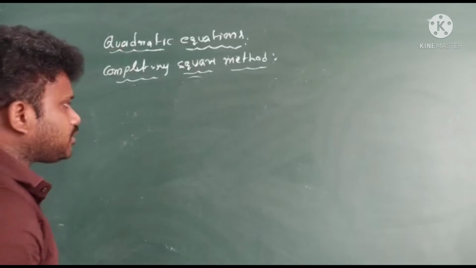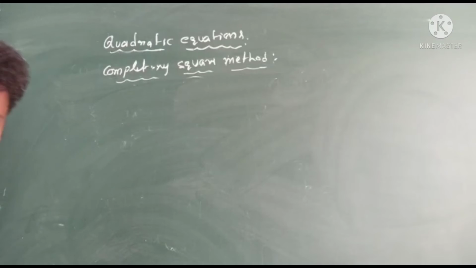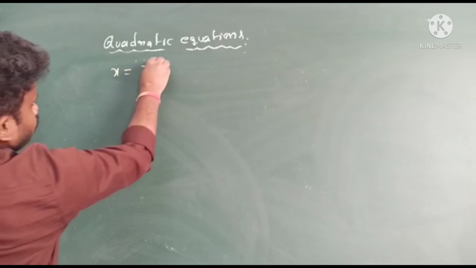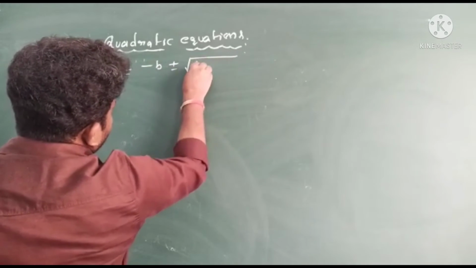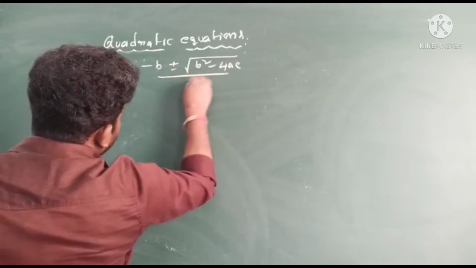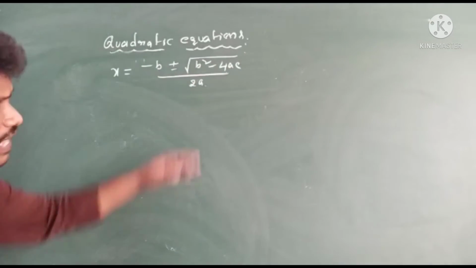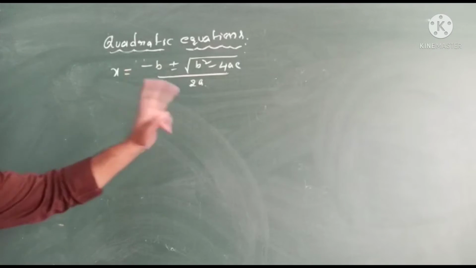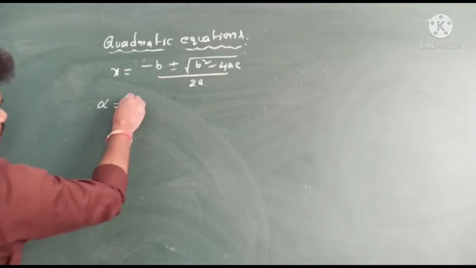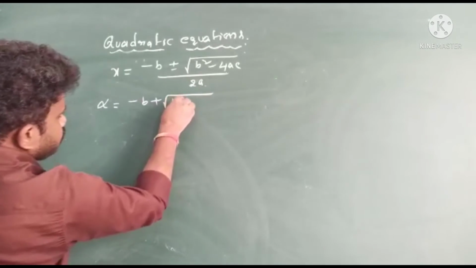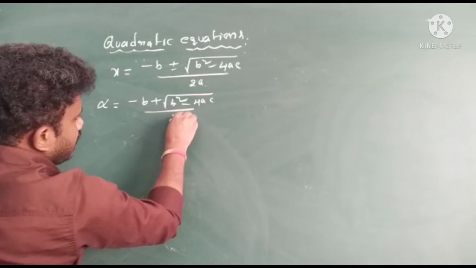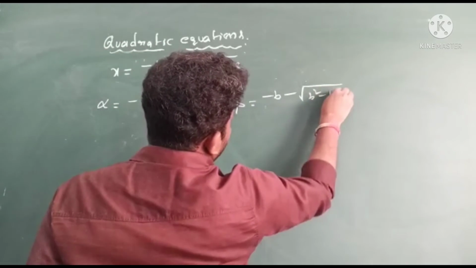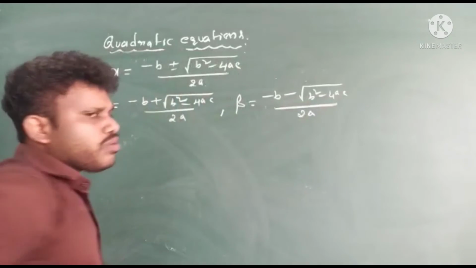Now the third method is the formula method. To solve in the formula method, the value of x is equal to minus b plus or minus root under b square minus 4ac by 2a. By using this formula, which we have already derived in the completing square method, we are going to solve the given problem. In this quadratic equation, we have two zeros. One is alpha, that is minus b plus root under b square minus 4ac by 2a, and another root is beta, which is equal to minus b minus root under b square minus 4ac by 2a. These are the two zeros of the quadratic equation.